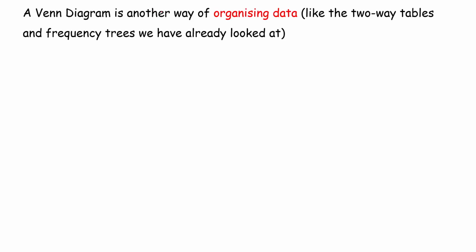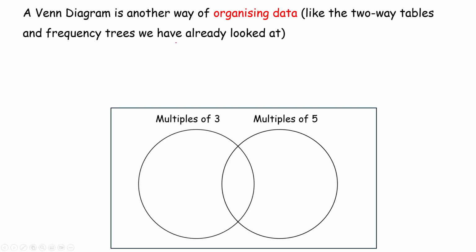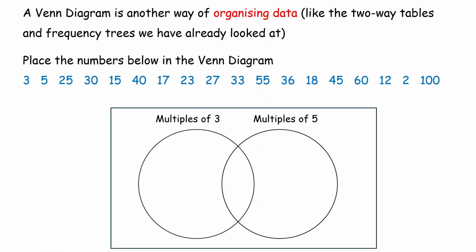Okay, so we're now on to looking at Venn diagrams, and let's get into it. A Venn diagram is another way of organizing data like the two-way tables and frequency trees we've been looking at in the previous video. Below is an example of a Venn diagram, and you might be asked a question like, place the numbers that you can see here into the Venn diagram below.